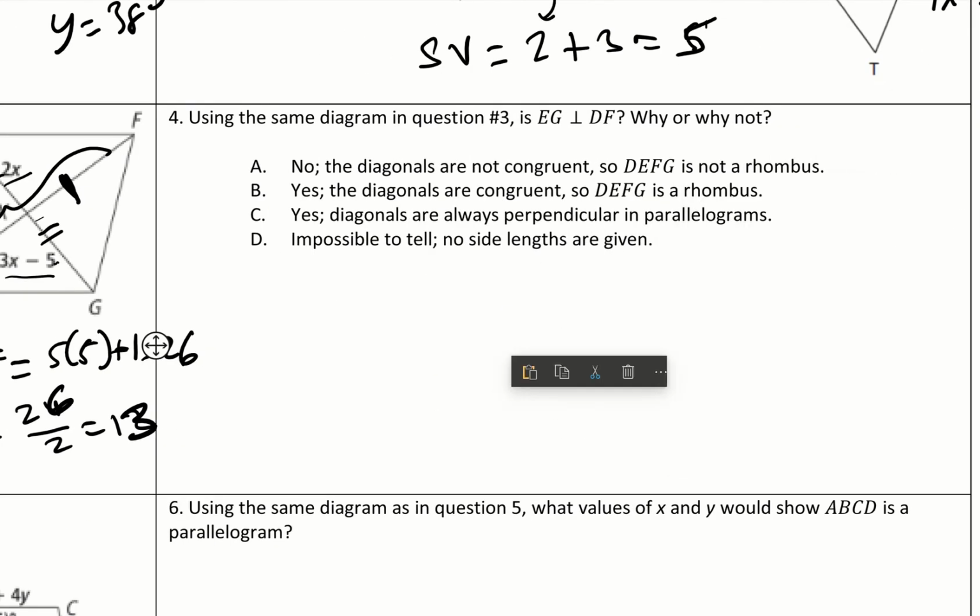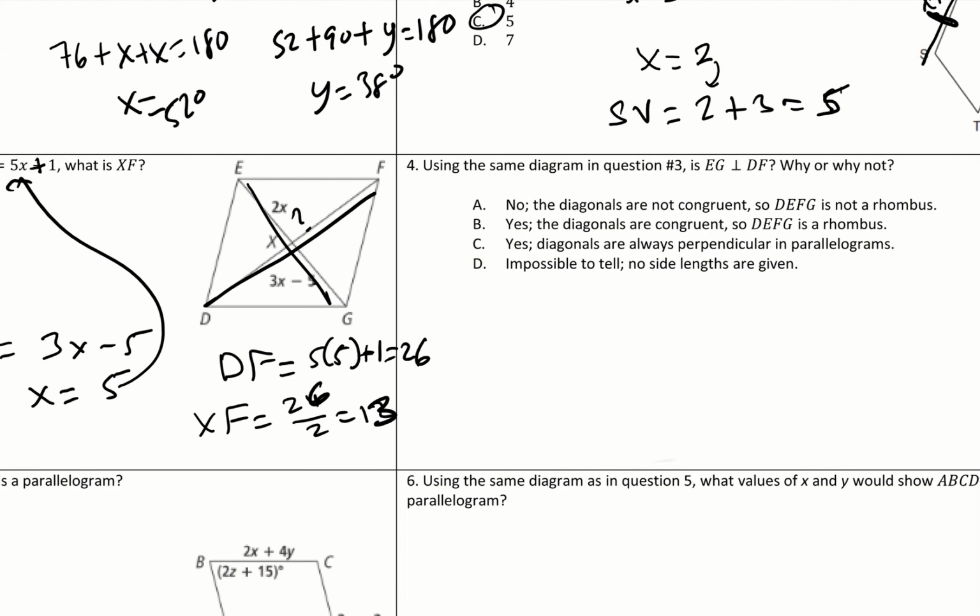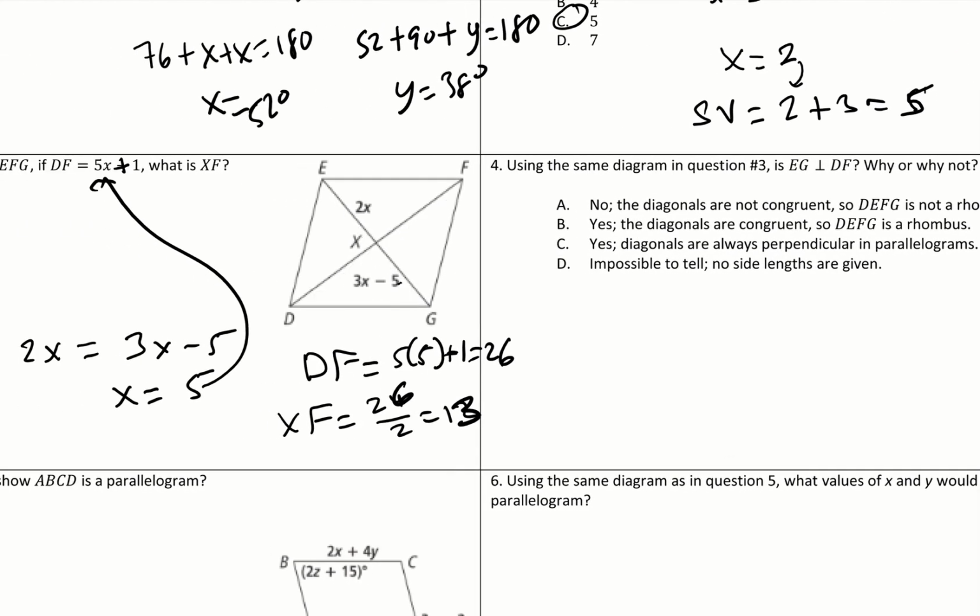All right, so for number 4, it says, using the same figure as in question 3, is EG perpendicular to DF? So let me erase all this. We want to see if these are perpendicular. Are these perpendicular, question mark? And the answer is, well, notice that this is equal to 26, right? And this is equal to, we said x was 5, so this is equal to 20. The red is 20 in total, and the black in total is 26.